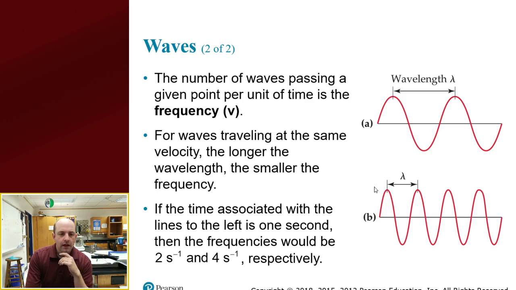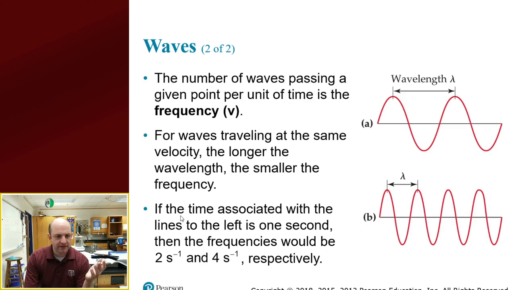Doesn't have to be. And so for waves that are traveling at the same velocity, if you have a longer wavelength, then you have to have a lower frequency because you can't get as many waves through in the same amount of time. But when you have a shorter wavelength, then you have a higher frequency. You have more waves along this same segment here.